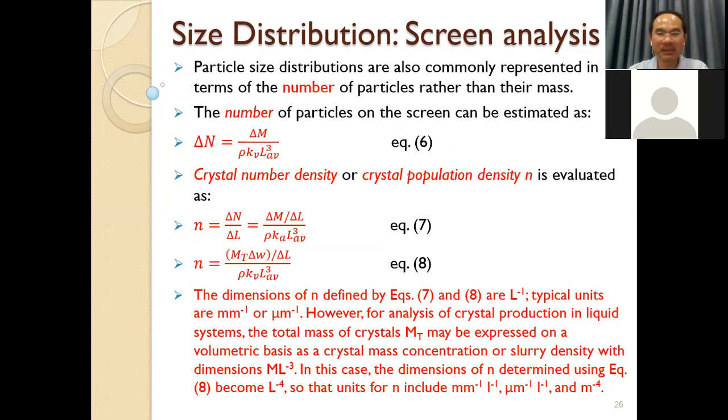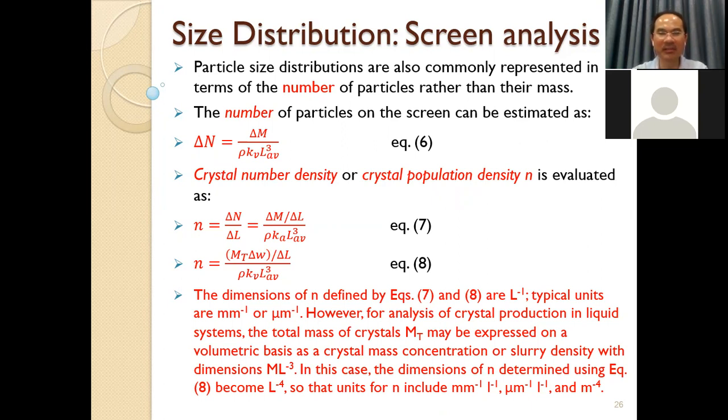From the previous, we talked about the size in terms of mass distribution. We can convert the mass distribution to the number distribution by equation 6. Equation 6 gives the number distribution in terms of crystal number density, or the population density. Delta N is delta M, the mass in its length range, divided by rho kV L average to the power 3. Rho is the density of the crystal, kV is the shape factor of the crystal, and L average is the average length of the crystal.